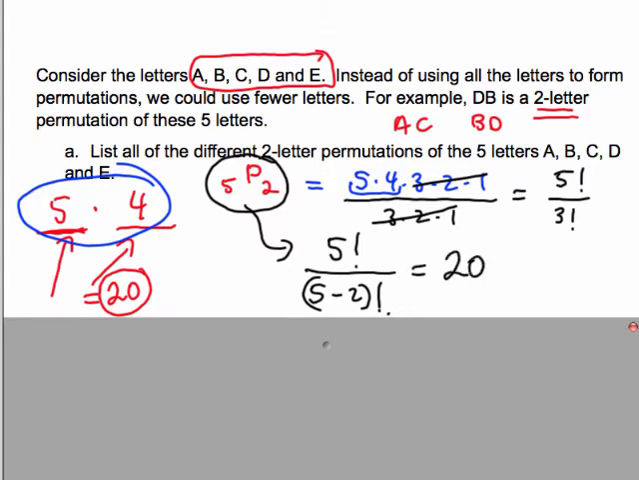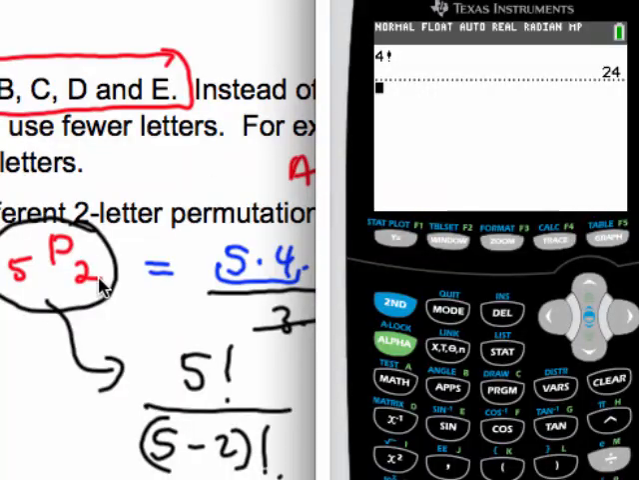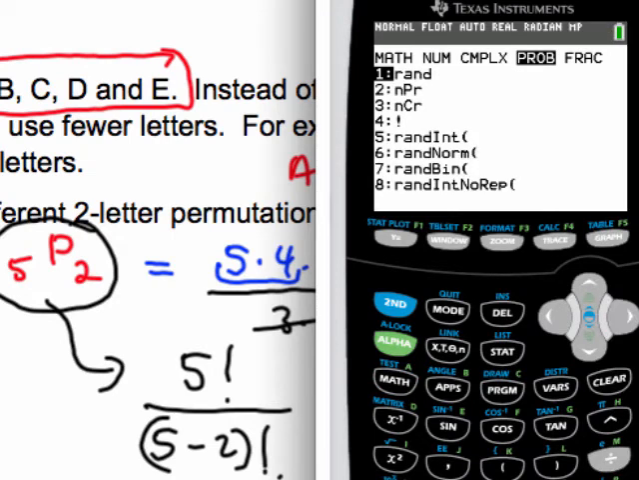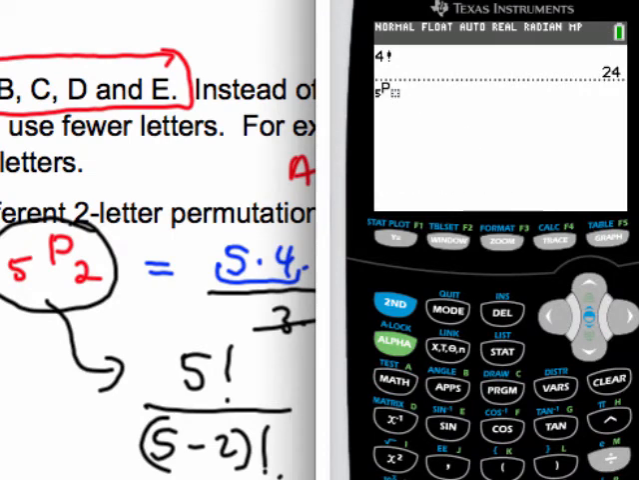And again, on your calculator we have this button. If I want to enter 5p2, I will enter the 5, math, over to probability, number 2, 5 items taken 2 at a time. That's going to calculate 5 factorial divided by 5 minus 2 factorial, in other words 3 factorial, and there's my 20.